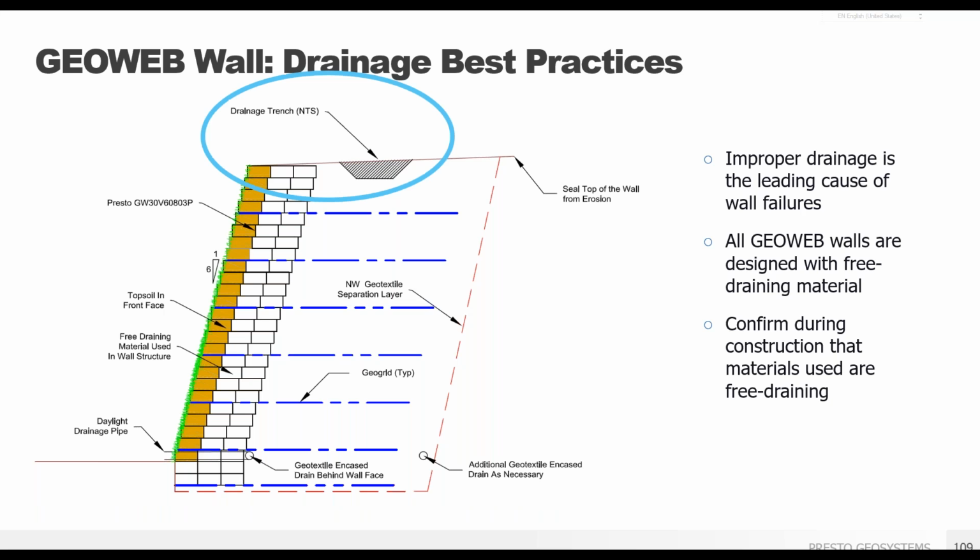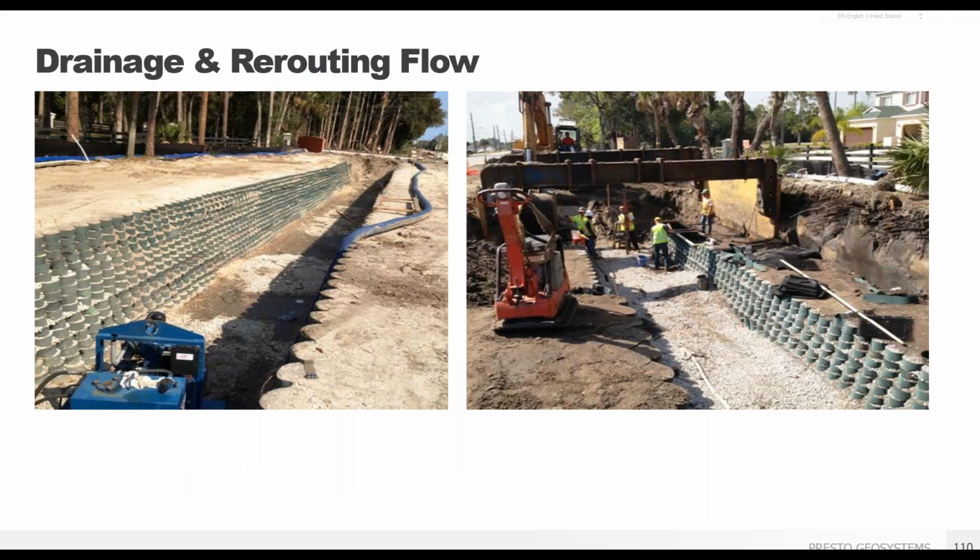A drainage trench above the wall can help route surface water away from your wall so the structure does not become oversaturated. Here's another issue to consider along the lines of drainage. If your location is an active channel with flow, that water can be rerouted, and here's a stacked wall channel example.